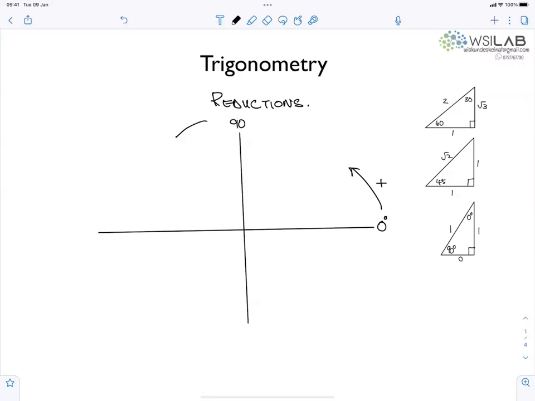If we move a further 90 degrees, we'll get to 180 degrees there. And if we move further on, we'll go to 270. And if we go another 90 degrees, we'll get to 360. Right. Obviously, if you subtract, you go the opposite way. Then you go clockwise.